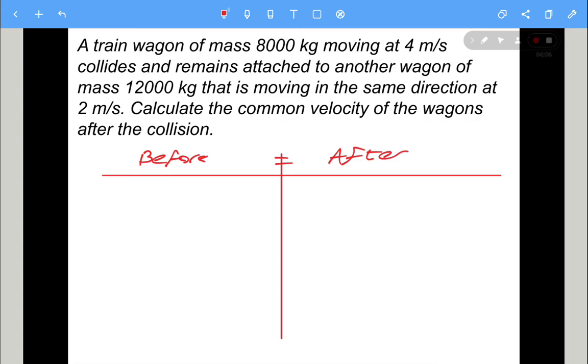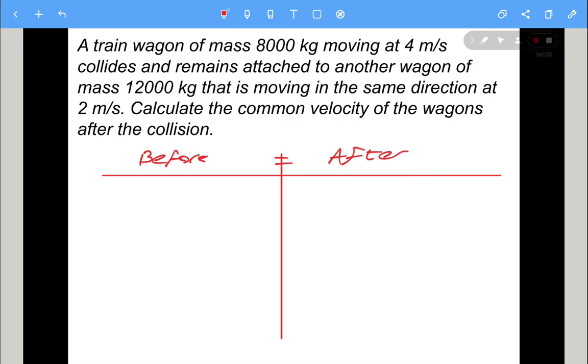A train wagon of mass 8,000 kilograms moving at 4 meters per second collides and remains attached to another wagon of mass 12,000 kilograms that is moving in the same direction at 2 meters per second. Calculate the common velocity of the wagons after the collision.